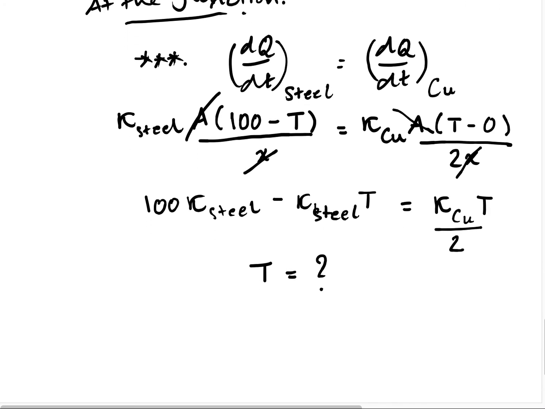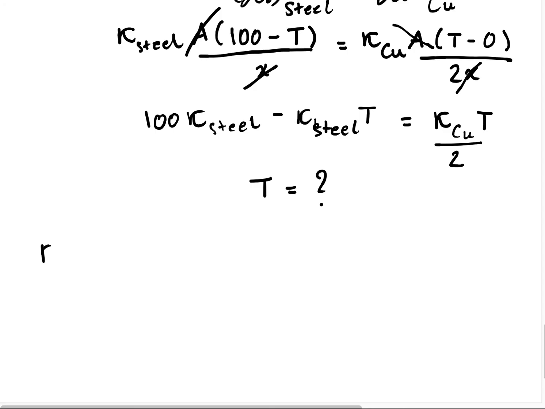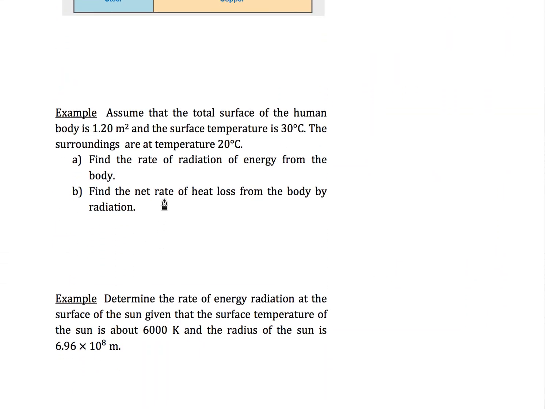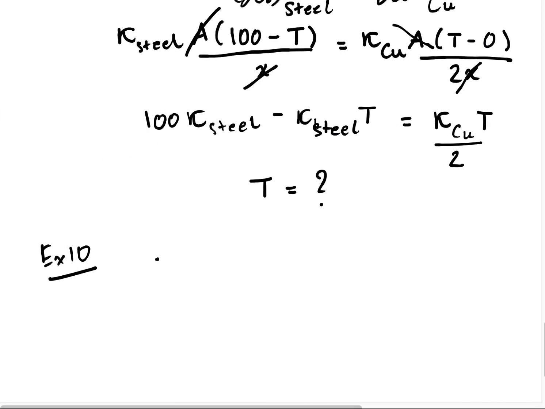Then next, example 10. It is about radiation, so let's read the question very carefully. Assume that the total surface of the human body is 1.2 square meter. If there is a human here, just like a human, the surface area here is 0.2 square meter.